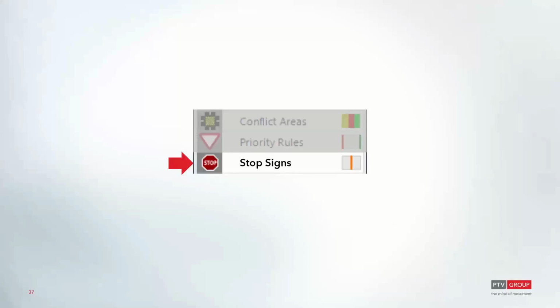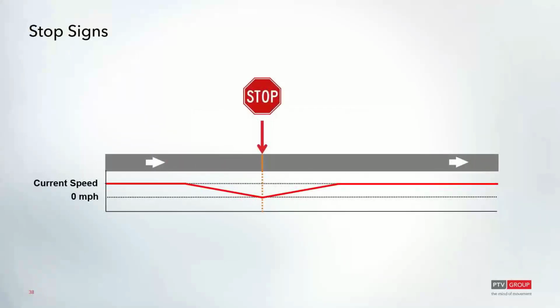Okay, so that kind of covers all of the yield control using the conflict areas and priority rules. So the final section we're going to look at today is on the stop sign object. So within Vissim, a stop sign acts the way a stop sign is intended to operate in the field. So in this case, any vehicle approaching the stop sign is just going to decelerate to 0 miles per hour. And then they will stay there for at least one time step. So they'll just come to a full stop. And then at that point, they'll start to accelerate again and continue on their journey at their current speed.